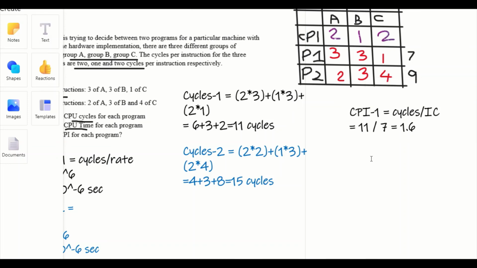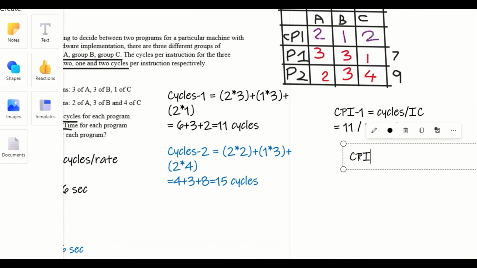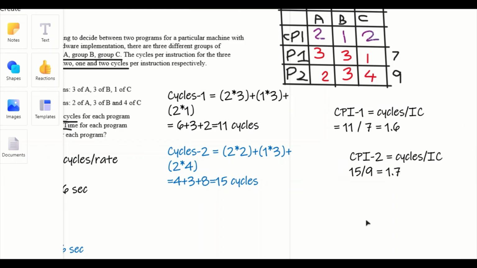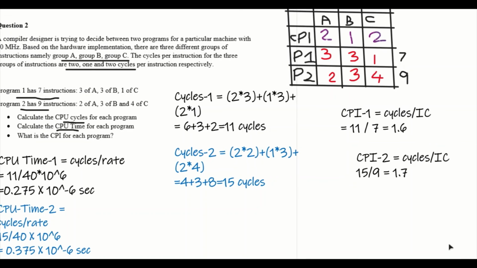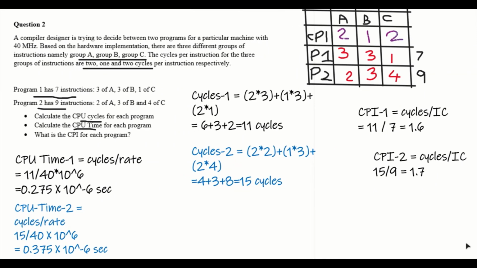Let's do it for program 2. CPI for program 2: cycles divided by instruction count. Just now you calculated the cycles. Instruction count is 9, which is equivalent to, I maintain one single digit, it comes like 1.66, so I make it one single digit, 1.7, something like that. So your question is asking too many things. Okay, this is your question.